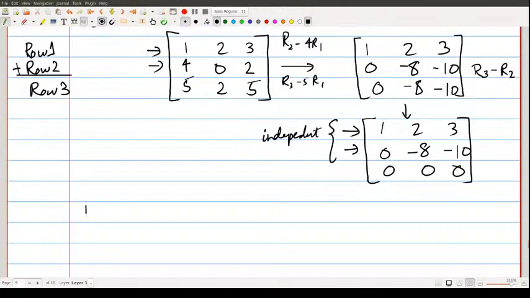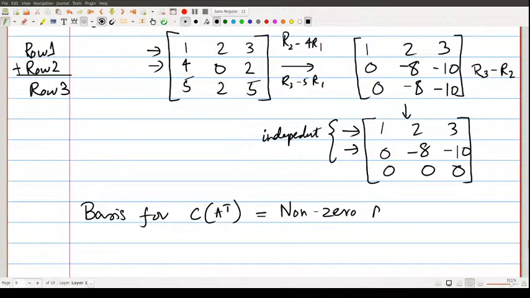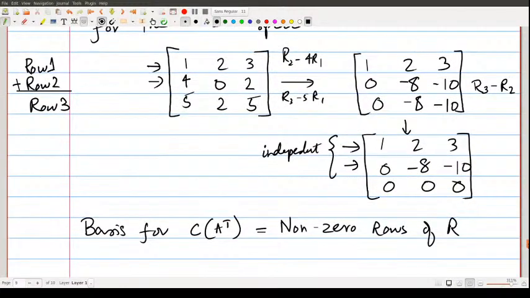So a basis for the row space of A is given by the non-zero rows of R, that is A after Gaussian elimination. So that's really easy, right? That's a simple process that we can do. Okay.